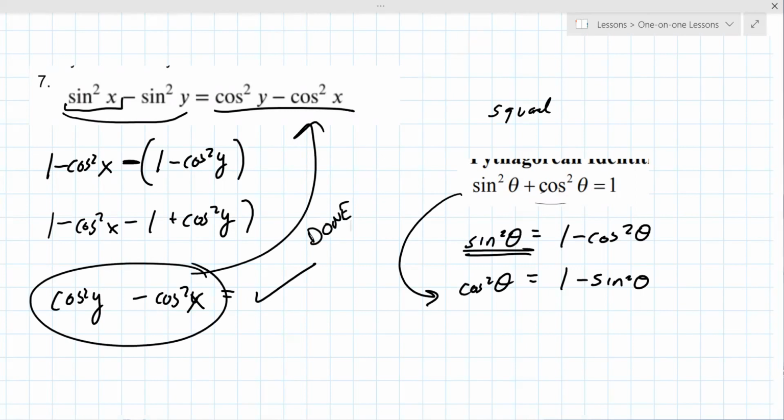This isn't a great example because usually you get a really complicated side and then it reduces down to something like sine theta, and we're just not seeing that here. Well, I guess 8 has a little more to it. We'll do that next. All right, let's move on to it.